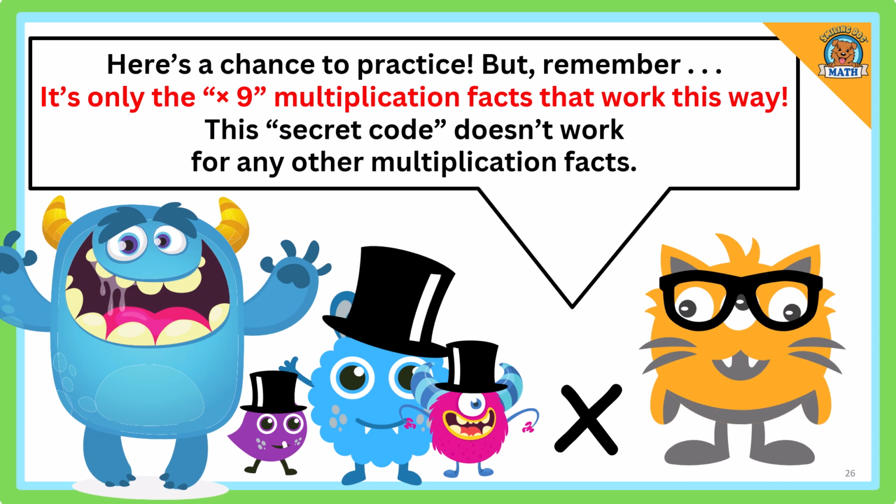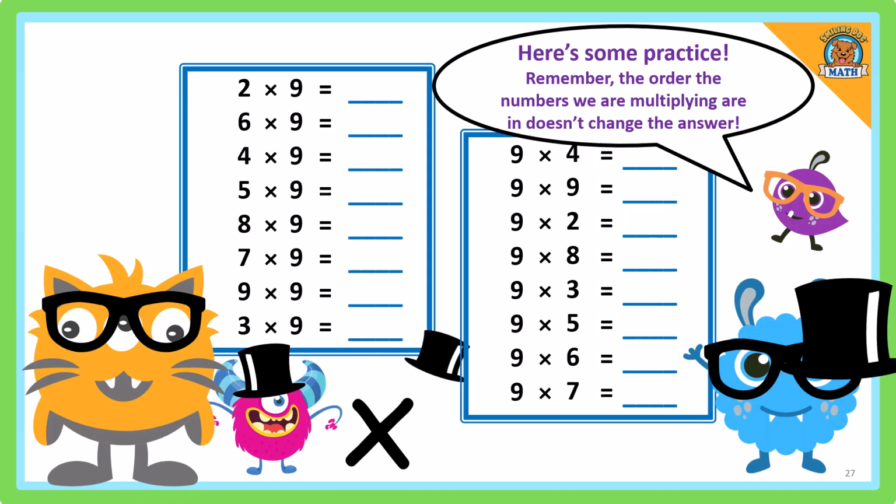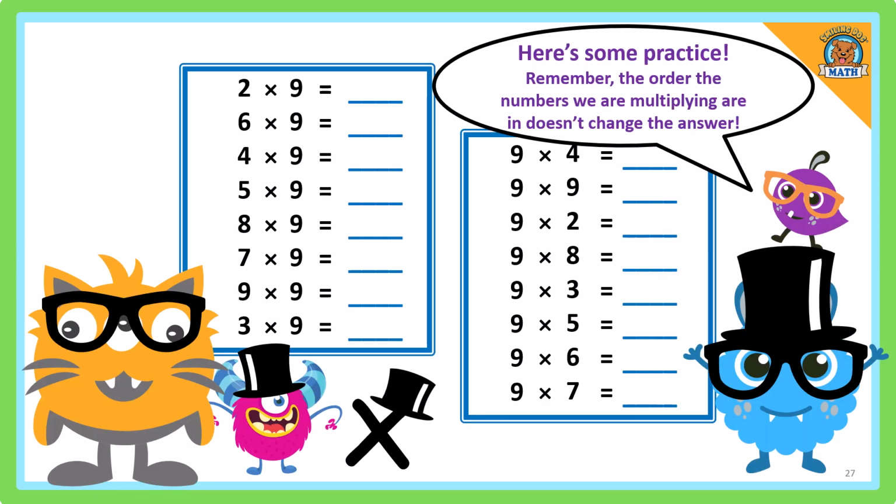Here's a chance to practice. But remember, it's only the times 9 multiplication facts that work this way. This secret code works for times 9 multiplication facts, but it doesn't work for any other multiplication facts. Here's some practice. Remember, the order the numbers we are multiplying are in doesn't change the answer. So maybe pause here and work out the answers.